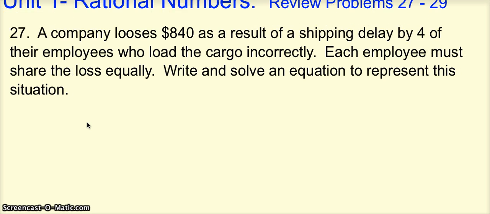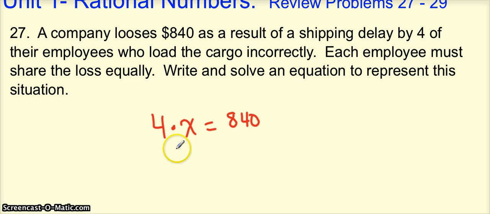So looking at this problem, I know that I've got 4 employees and they each have to pay the same amount of money, and 4 times whatever that amount of money is has to total $840. So now that means that I can go ahead and write an equation to show that. I've got 4 employees. They're each going to pay some amount, x, and altogether 4 times that amount has got to be equal to a total of $840.